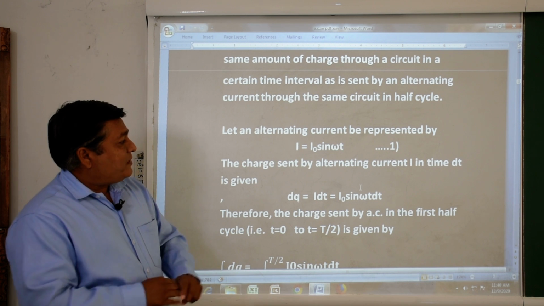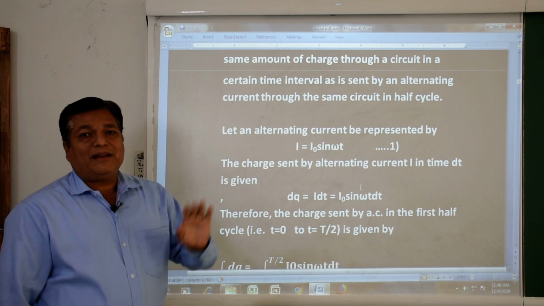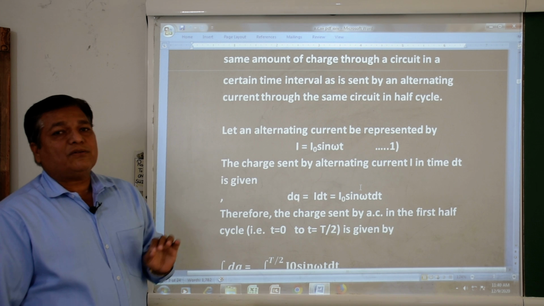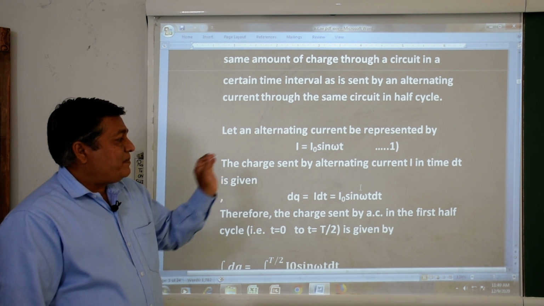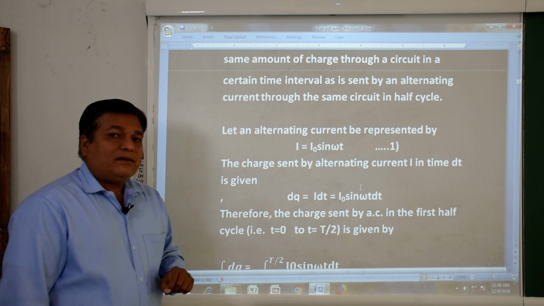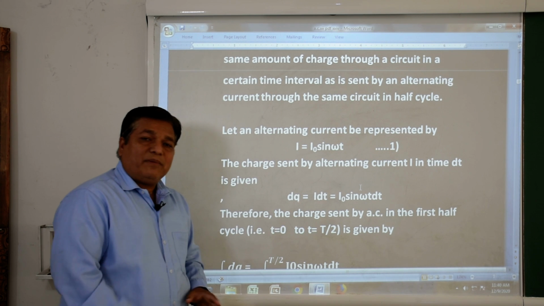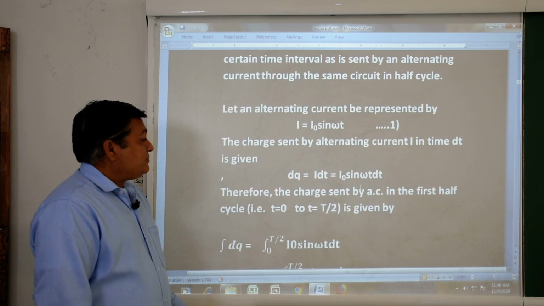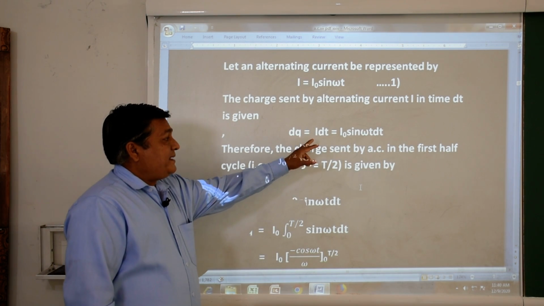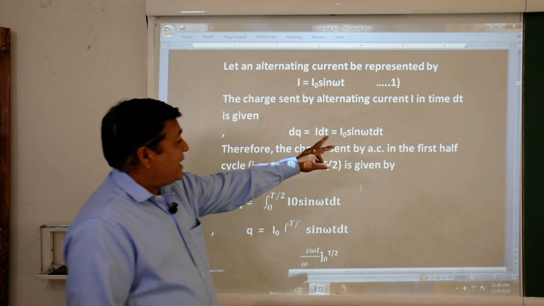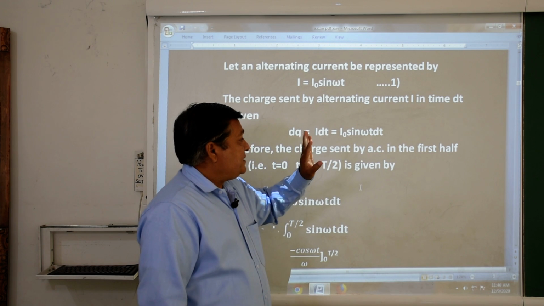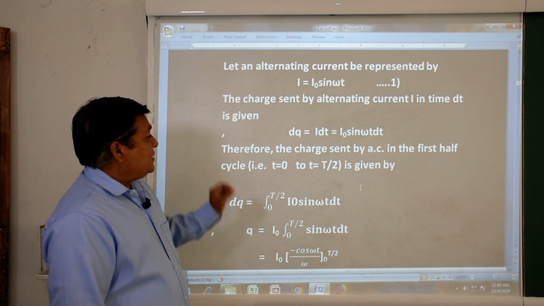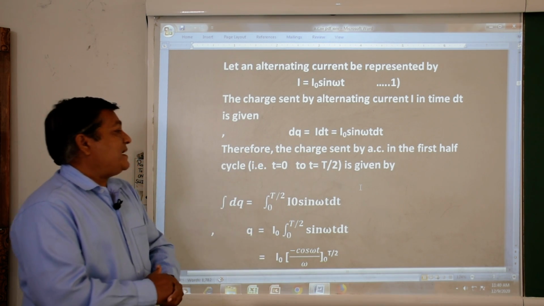Now, from equation number 1, the value of I is given as I naught sin omega t. So, we can place the value of I in this same expression. This expression will become dq is equal to I dt, which is further equal to I naught sin omega t dt. Now, we consider the charge sent by AC in the first half cycle.